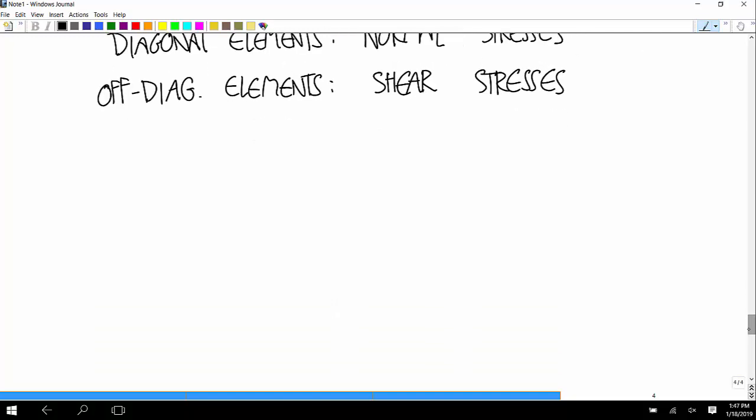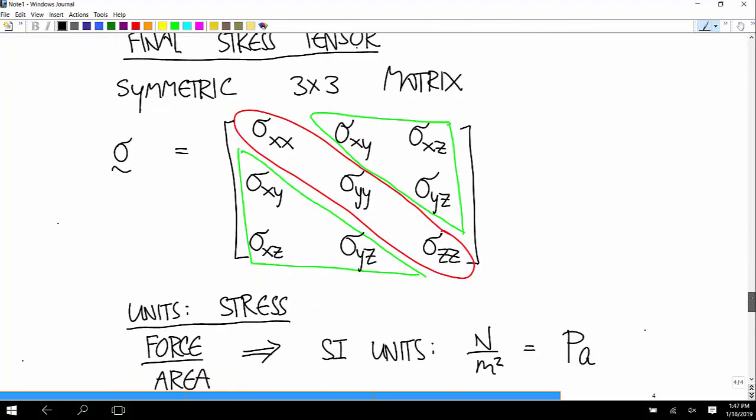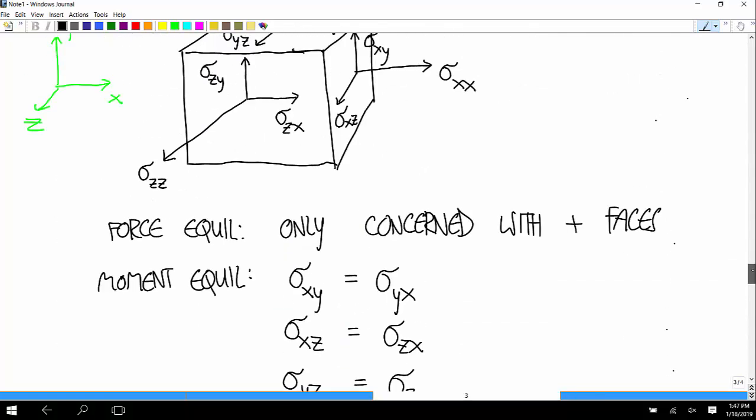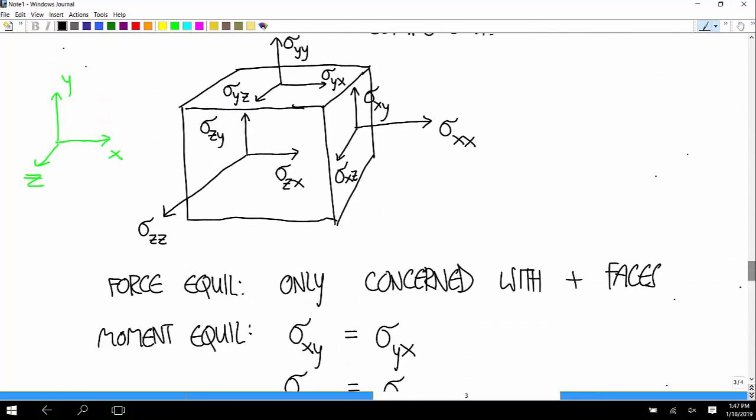Anybody have any questions about that? That's a lot of background. The main thing that you're going to have to do problems on is you're going to have to do a lot of stuff where you go back and forth between pictures of the stress cube and the stress tensor itself. Okay. So yeah, that kind of problem.